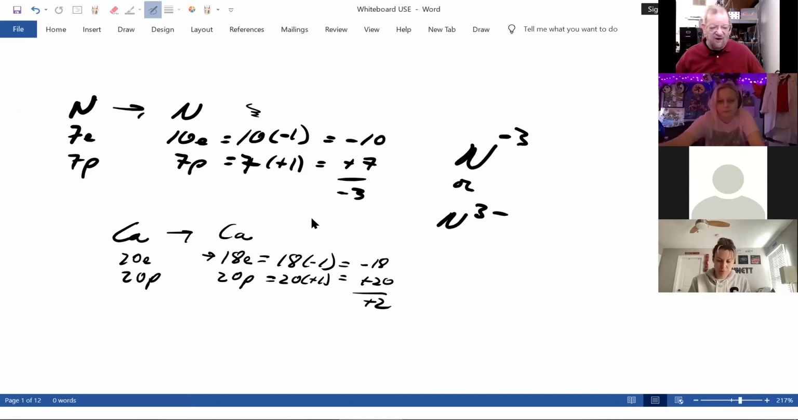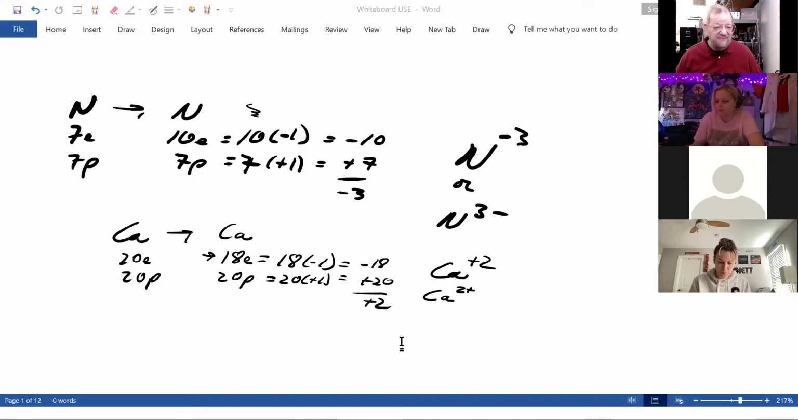And the question was, what ion does calcium form? And the answer is +2, which you could write this way, like Dr. White likes to, but you could also write it this way, which is the newer way, which I don't like. But either way is correct on the test.